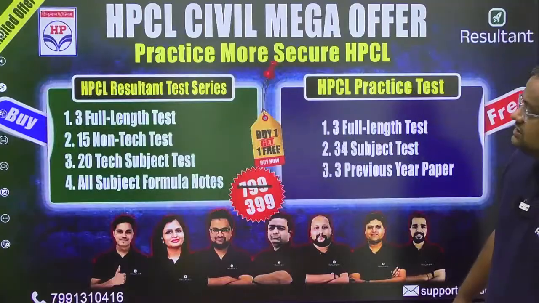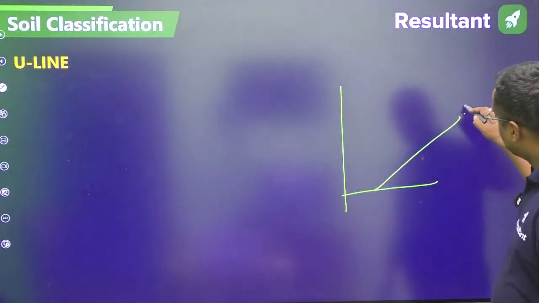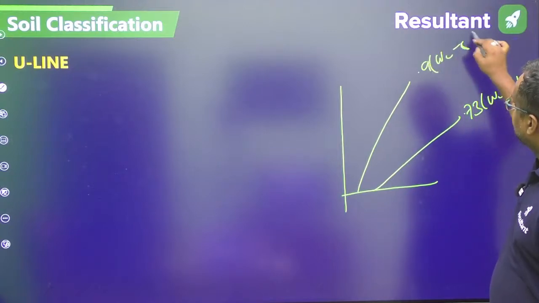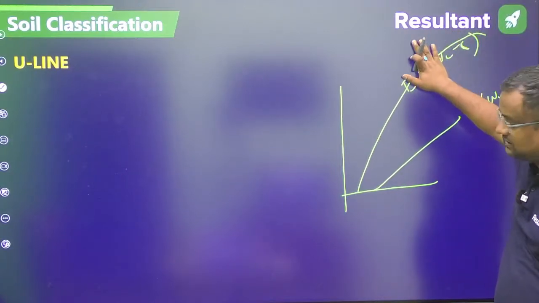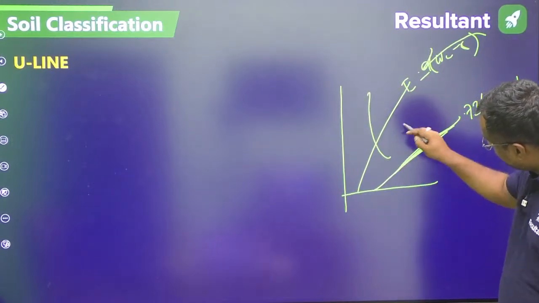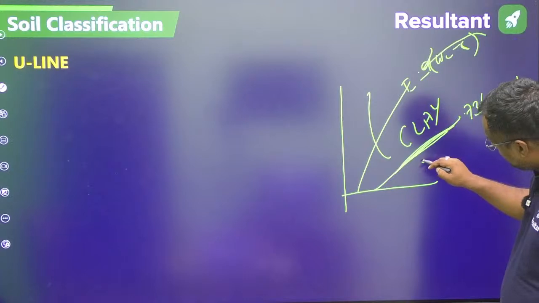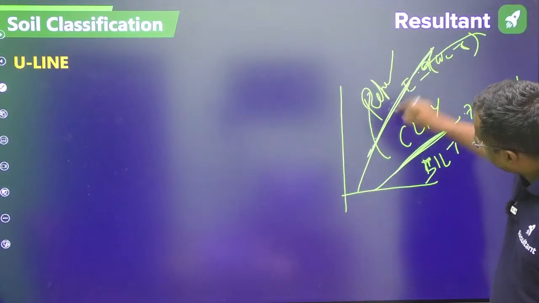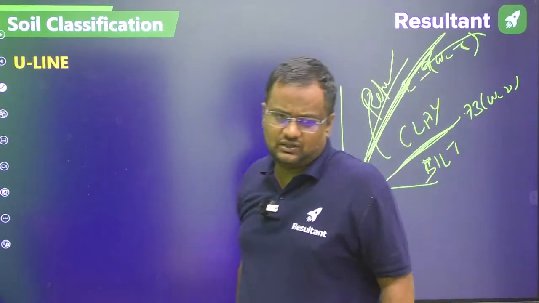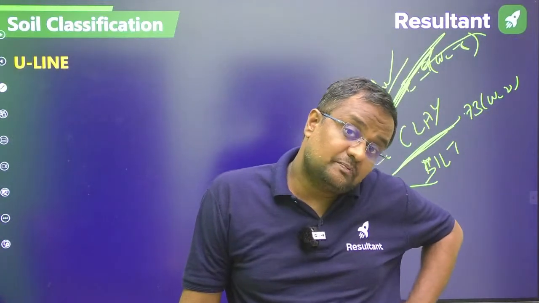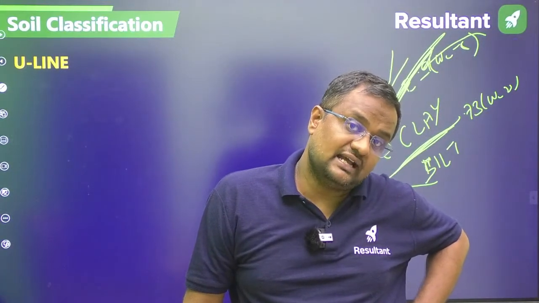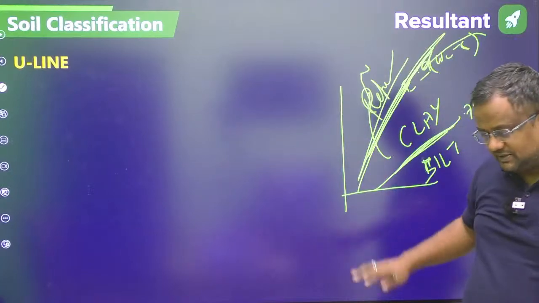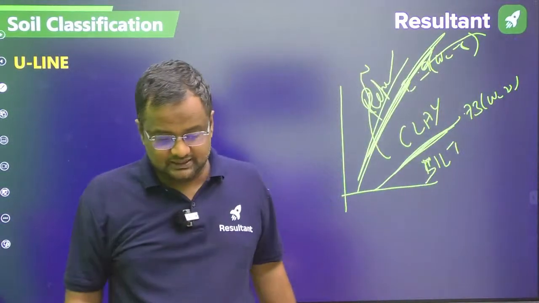So guys, there is a U line also. A line is 0.73 WL minus 20. U line is IP equal to 0.9 WL minus 8. No need to remember. If the point is above the A line, it is clay, and below the A line it is silt. If the point is above the U line, then it is an unrealistic value. If I tell you India played Australia in a T20 match and India made 3 lakh runs, that is an unrealistic value, right? So if the point goes above this region, it is an unrealistic value. That means you have made some experimental mistake. For finding the liquid limit, repeat the experiments.